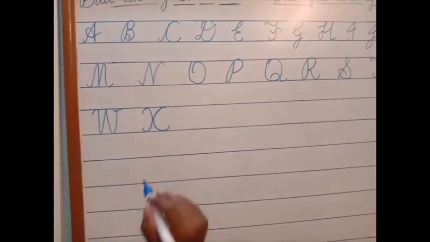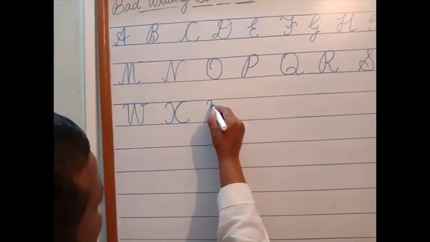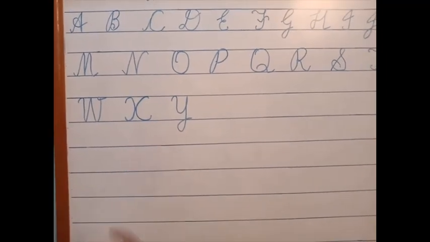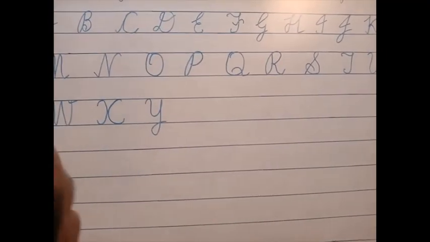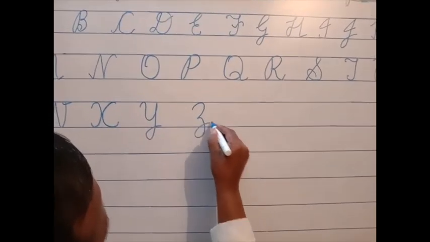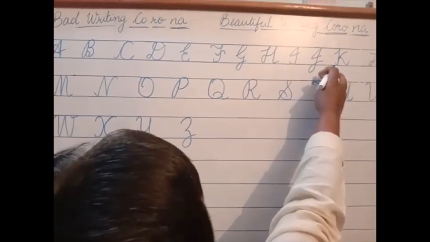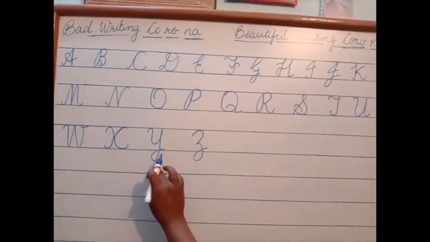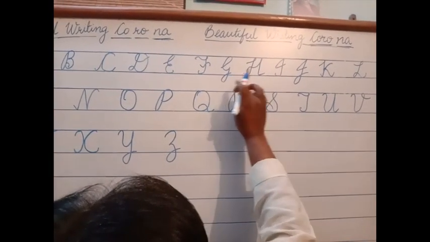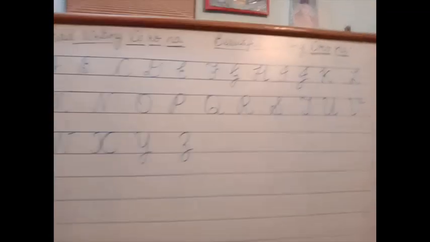Y in 4 lines, and we have to show, but not too low, slight. Z, how many in 4 lines? 1, 2, 3, 4. In 4 lines. 1, 2, 3, 4. Now, small.